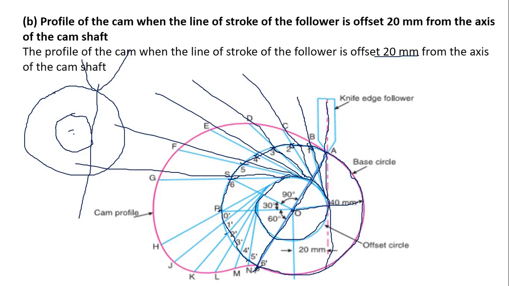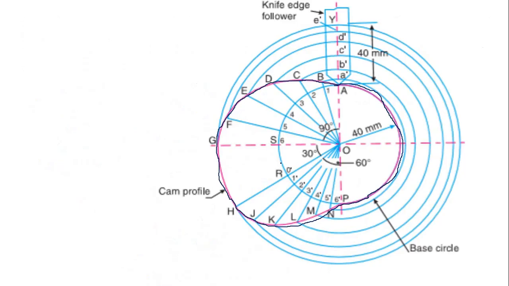Now also we can draw the tangent from the offset circle. We start from 0 dash point, sorry, and we start from tangent to cut 1 dash, 2 dash, 3 dash, 4 dash, 5 dash, and this is 6 dash.